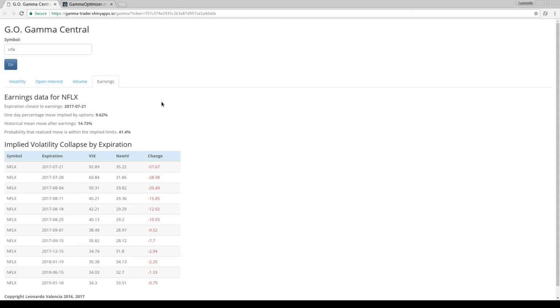For instance, it guesses what is the expiration closest to the earnings. In this case, the expiration is this Friday, July 21st. But better than that, it's telling you the expectation of what is the move that option dealers are charging into the price of the options. This is real-time pricing. Options are priced right now for Netflix as if Netflix is going to jump almost 10% after earnings. It is a big jump.